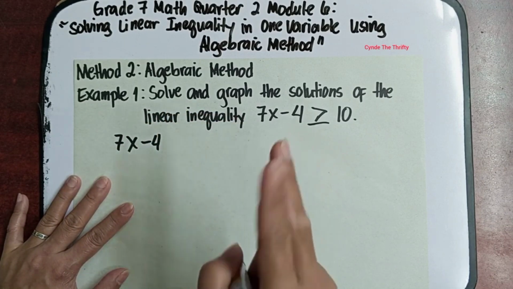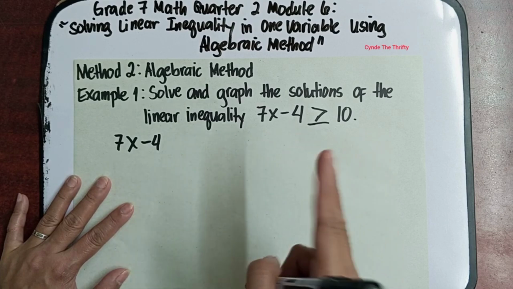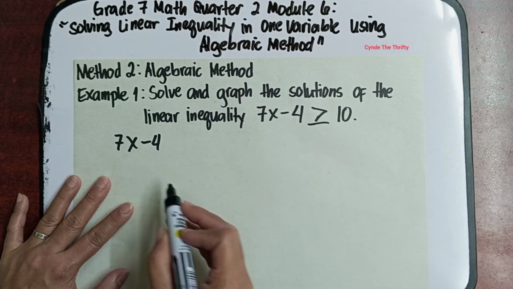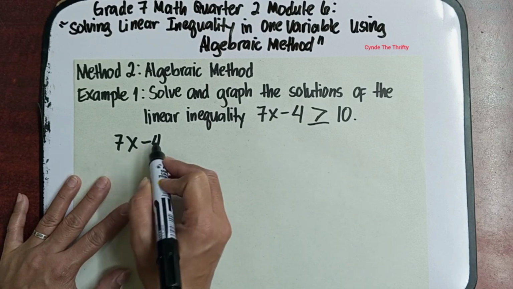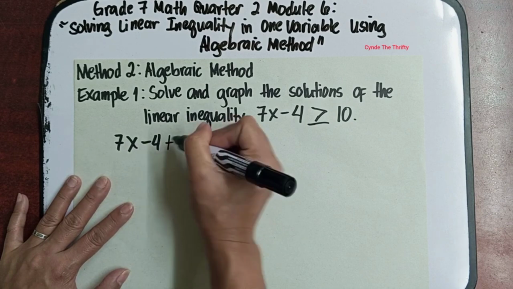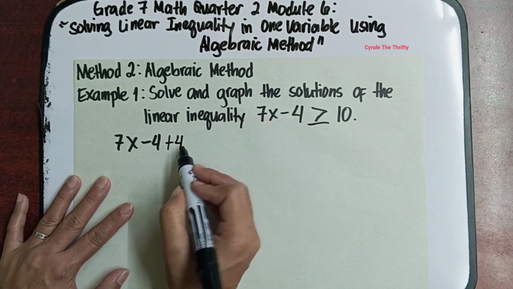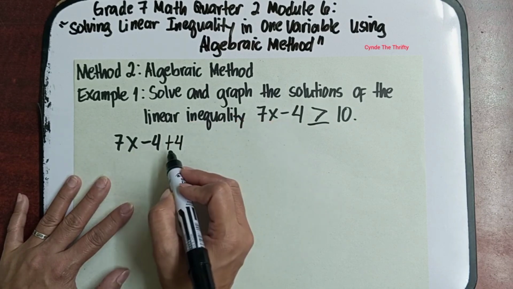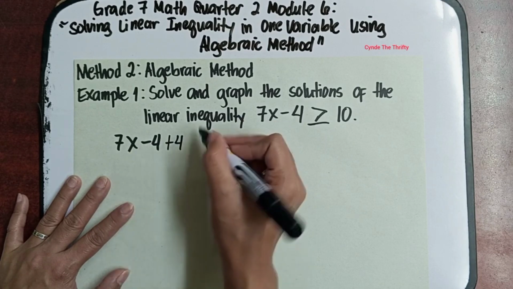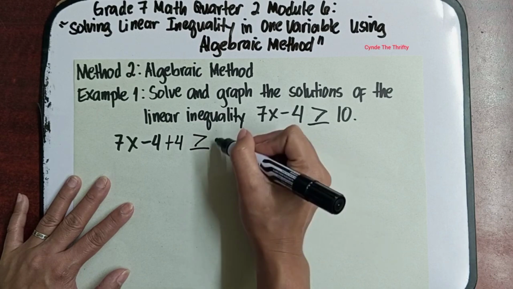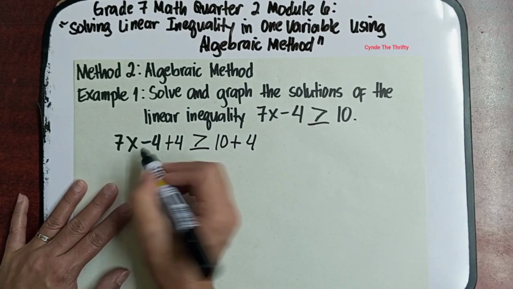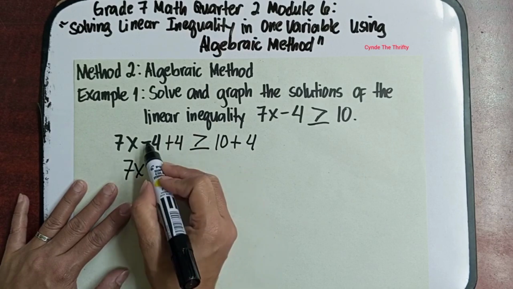Gamitin natin ang ating addition property of inequality. Meaning, mag-add tayo ng numbers sa both sides. So, ano yung number na i-add natin? 4. Para mawala si 4 dito sa kabilang side, so mag-add tayo ng 4. Okay, so positive 4 kasi negative ang ating 4 dito. So kaya positive 4 ang in-add natin para maging 0 ang 4. 7x is greater than or equal to 10 plus 4. Okay, so 7x, negative and positive subtract.